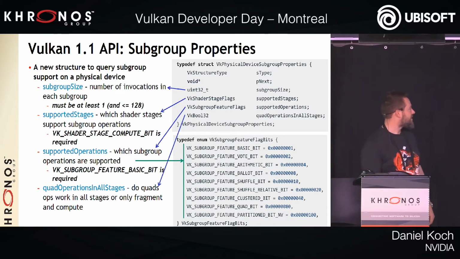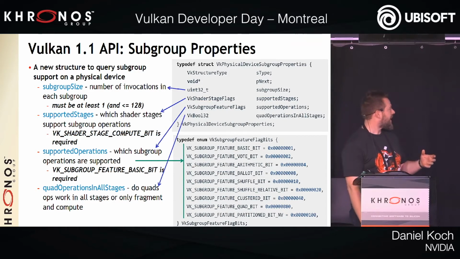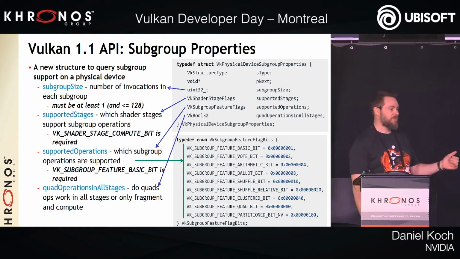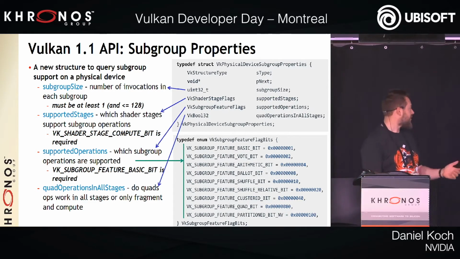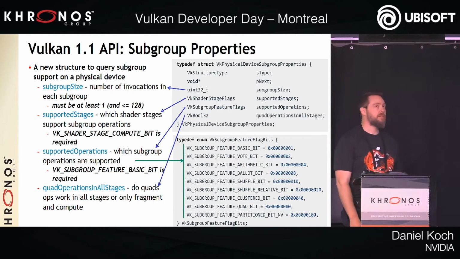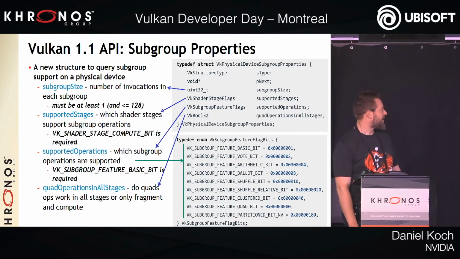You can query which stages are supported. They're optional in all, well, they're supportable in all stages in Vulkan. Only the compute shaders are required, but they're also supportable in fragment, vertex, tessellation, geometry, etc. And supported operations, so there's a list of the operations there. There's a whole lot of them. I'll be going through what they all mean. That's basically what the rest of my presentation will be about, explaining how they work.